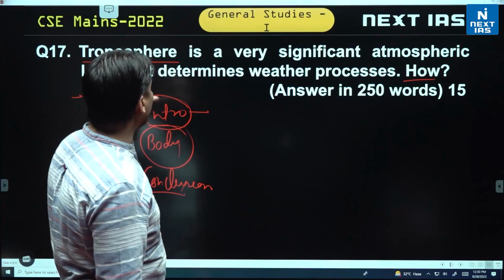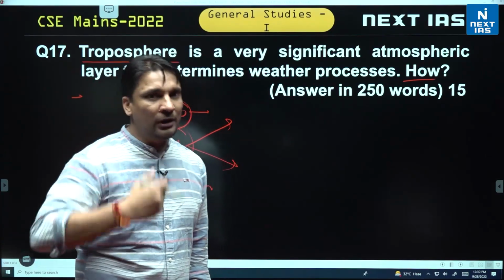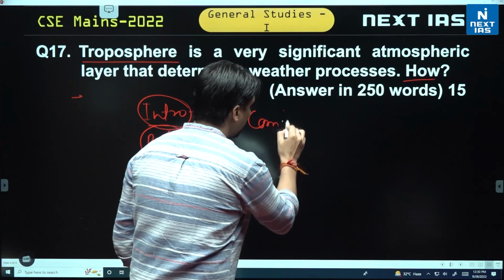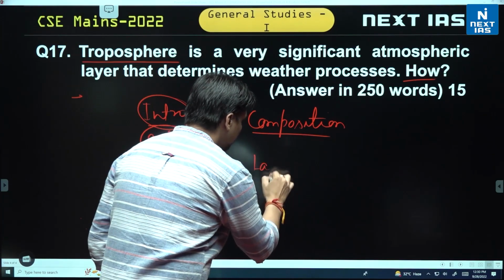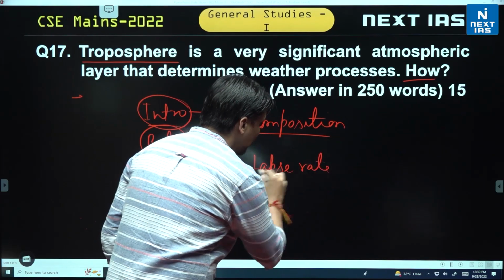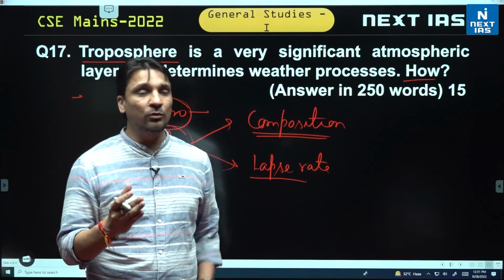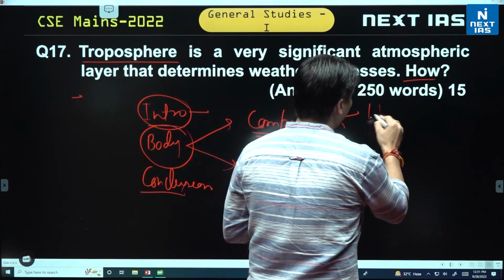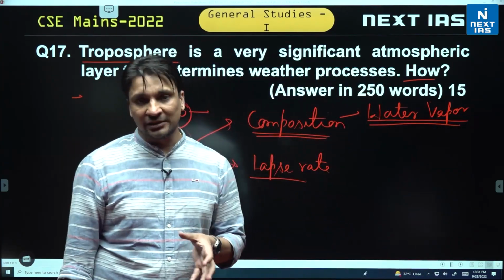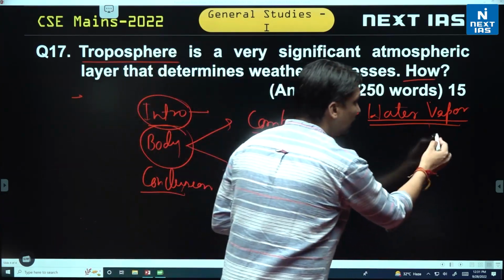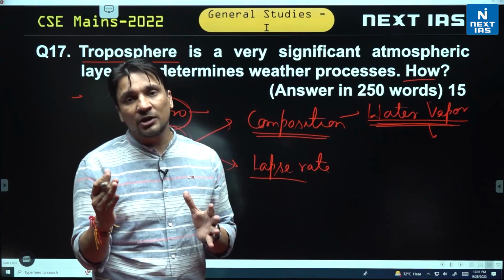Then body will include how troposphere is important for weather processes. See, there are two aspects of troposphere which control the weather processes. First is its composition, and second is the lapse rate in troposphere. As I told you, around 99% of atmospheric water and particulates are concentrated in troposphere, and this water vapor when condenses leads to formation of clouds and rainfall, correct? So due to presence of most of its water vapor, the troposphere is responsible for cloud formation and rainfall on the surface of Earth.